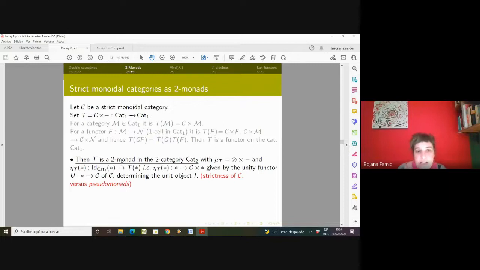Now, what about and why strictness of our monoidal category C? Well, for two monads in two categories, we have that the associativity is strict.